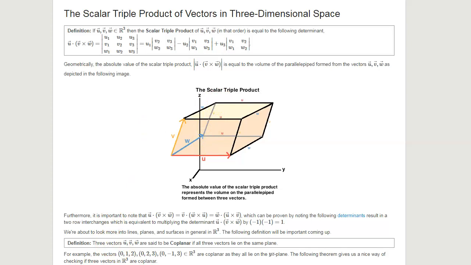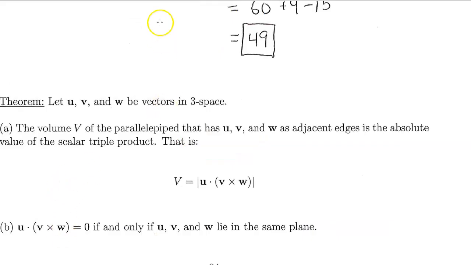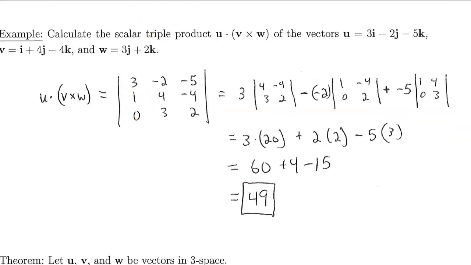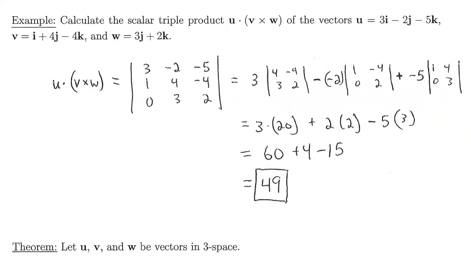So in this problem that we just looked at, if we were to actually draw these vectors u, v, and w out in 3-space and look at the parallelepiped determined by those 3 vectors, and I'm not even going to attempt to draw it here, the volume of that parallelepiped would be 49 cubic units. 49 units cubed.